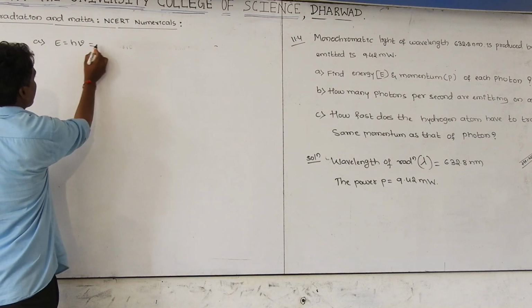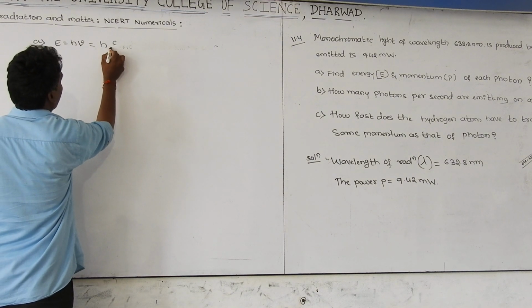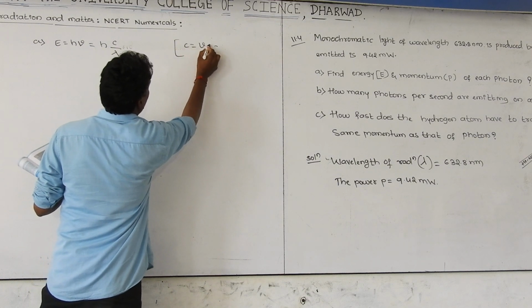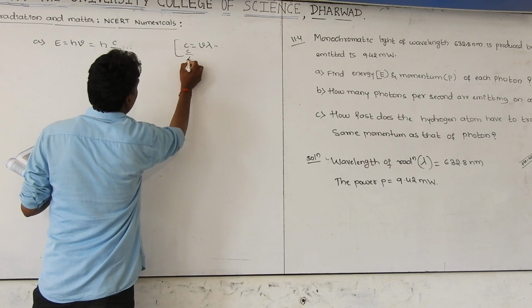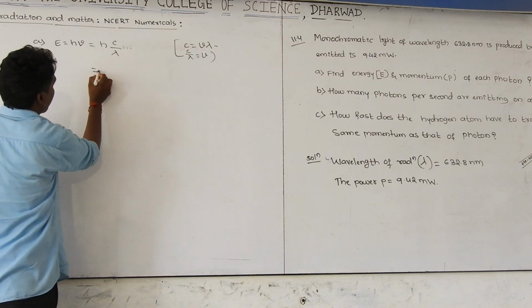Then E is equal to h, the h as it is. Nu we calculate as C by lambda. You know the formula, that is C is equal to nu lambda. Here nu is calculated as C by lambda. Substitute nu as C by lambda. Substitute the values.